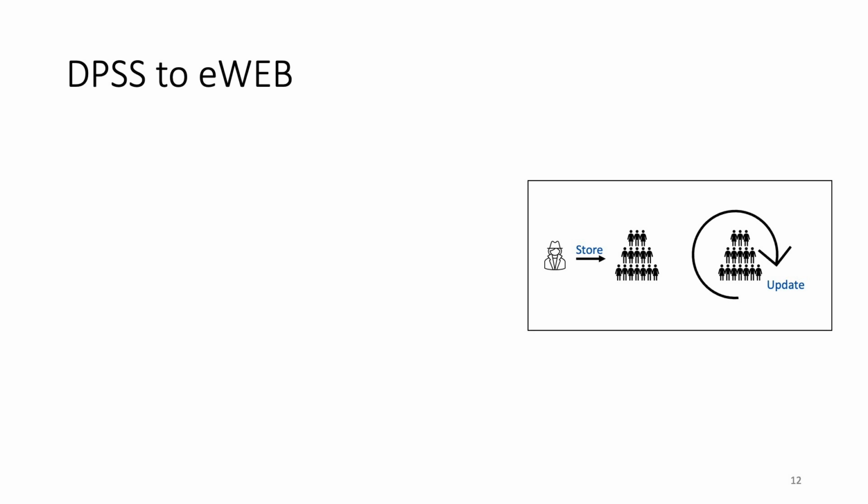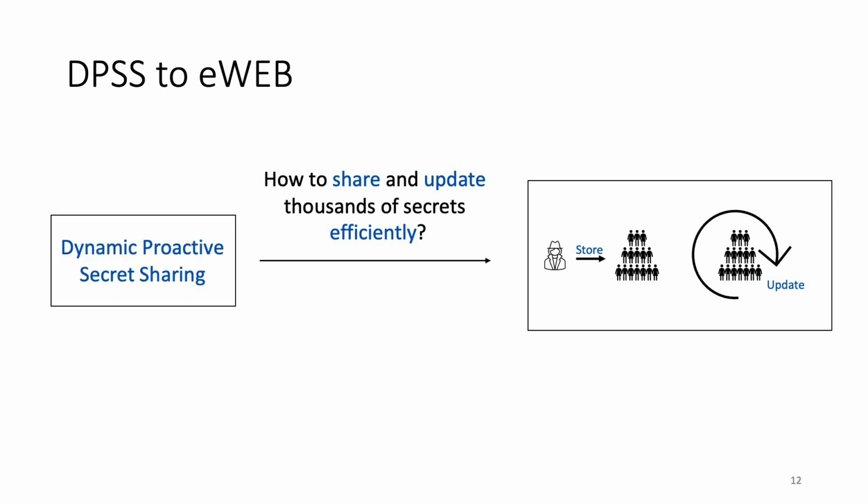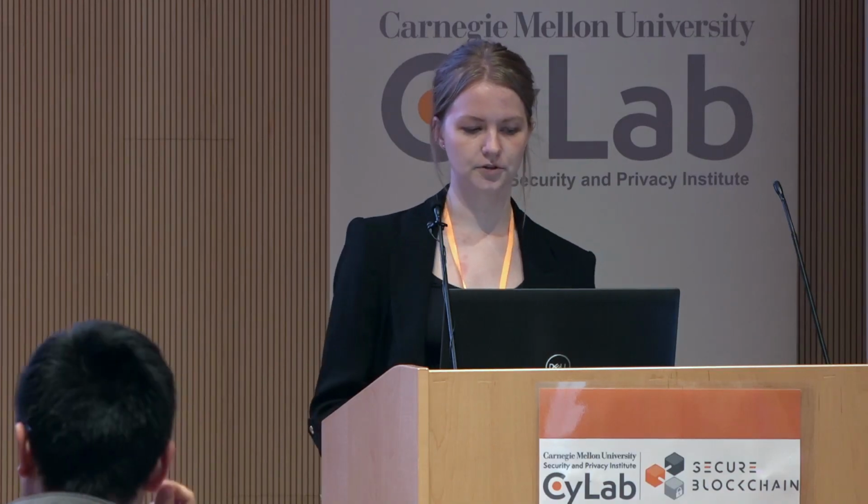There are really multiple interesting things about eWeb, but for this talk, I will focus only on the storage and the committee update part. And I will tell you how we are able to achieve those two algorithms. There is a cryptographic primitive which allows you to achieve exactly that, and it is called dynamic proactive secret sharing. In this work, we were able to do this very efficiently, and so in the remainder of the talk, I will explain to you how exactly we did it.